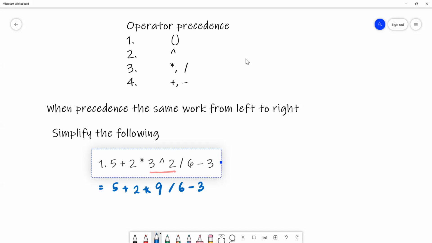What I said was, when you have same precedence, like what is same precedence? Multiplication and division has the same precedence. If that is the case, you perform whichever comes first from the left.